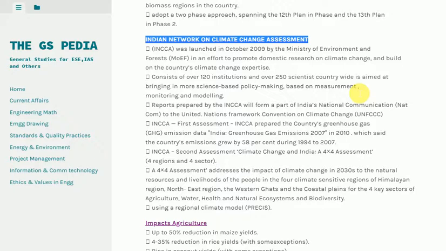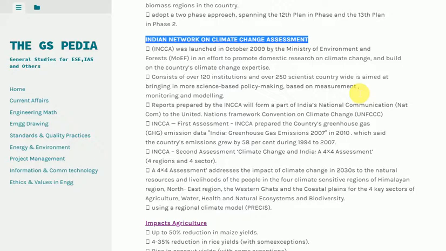Reports prepared by the INCA will form a part of India's National Communication (NatCom) to the United Nations Framework Convention on Climate Change (UNFCCC). INCA First Assessment. INCA prepared the country's greenhouse gas (GHG) emission data, India Greenhouse Gas Emissions 2007, in 2010, which said the country's emissions grew by 58% during 1994 to 2007.